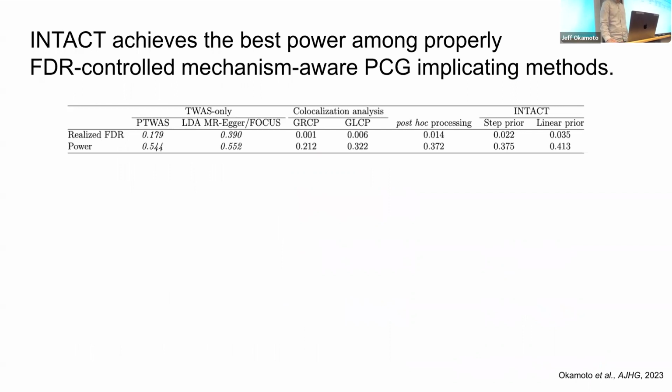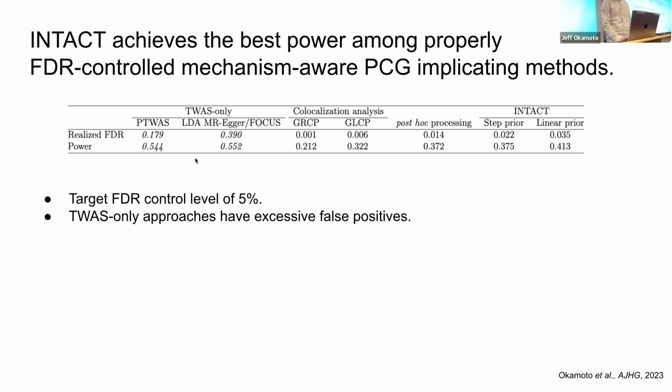So getting into those results, essentially what we're doing here is comparing the performance of TWAS only methods, colocalization methods, our post hoc processing, and then finally INTACT. So the way this table is set up is you have the realized false discovery rate at a target control level of 5% as the first row, and then the second row you have power. And what I want to draw your attention to is over here for the TWAS only methods, you see that they have the highest power, but they have excessive false positives. You see the FDR is not actually controlled.